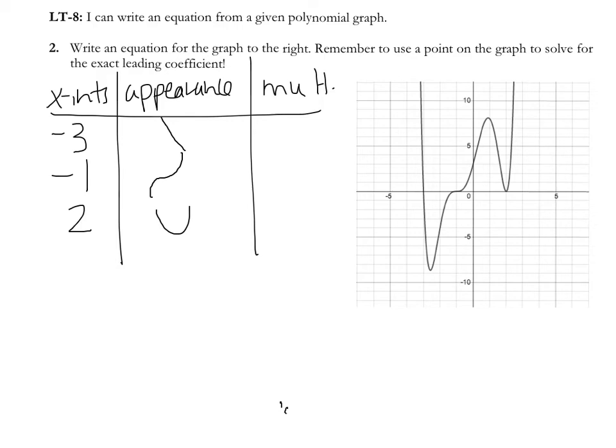So we want to use the appearance of the graph to identify the multiplicity of each of the x-intercepts. So we know that when our graph crosses straight through, that means our x-intercept has a multiplicity of 1. When it makes this weird little curvy S shape, that's when our x-intercept has a multiplicity that is odd and greater than 1. And when our graph sort of touches and turns back around and doesn't go through the x-axis, that's when we have an even multiplicity. So let's pick 2.